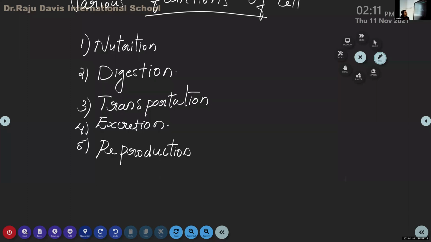Okay, the functions of the cell. These are the different functions of the cell. Here we are not writing the definition of the cell because all of you know it. From the first chapter itself, we defined the cell. The cell is the microscopic unit which forms each and every part of the organisms. There are different functions for the cell. The cell performs nutrition, digestion, transportation, excretion, and reproduction.